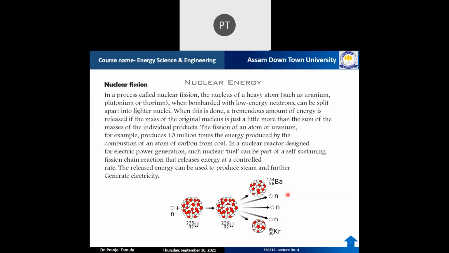So what happens after releasing these neutrons? They will again strike one of the uranium-235 atoms, and again split it into barium and krypton. This process goes on. This is a chain reaction process. Can anybody tell me what is the difference between a controlled reaction and an uncontrolled nuclear reaction?